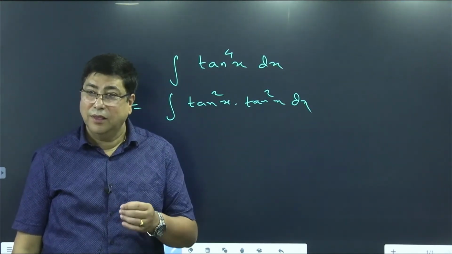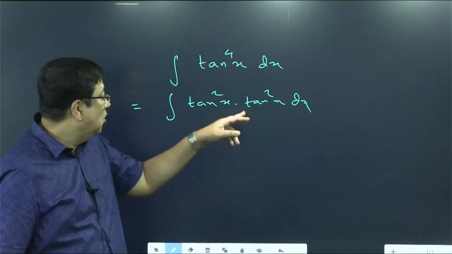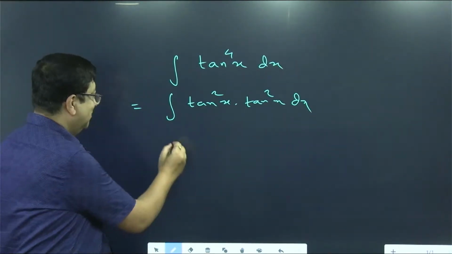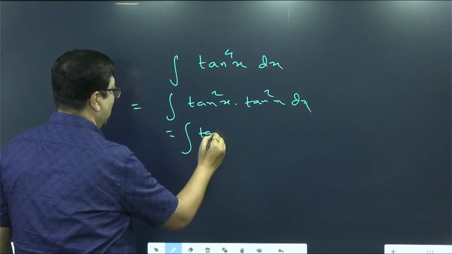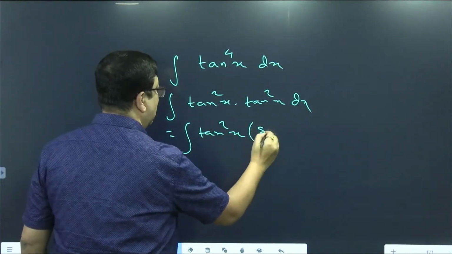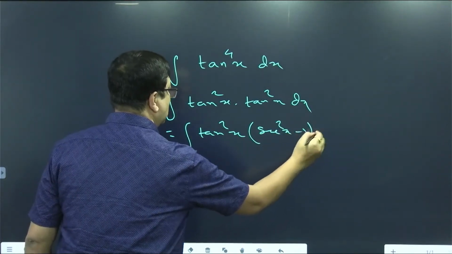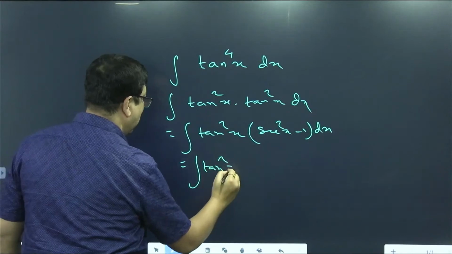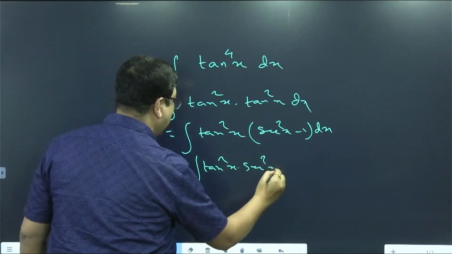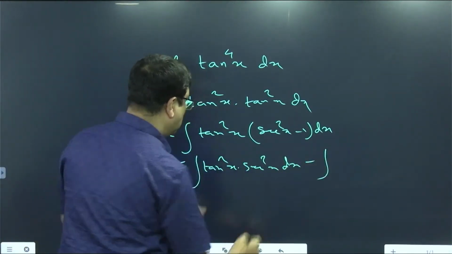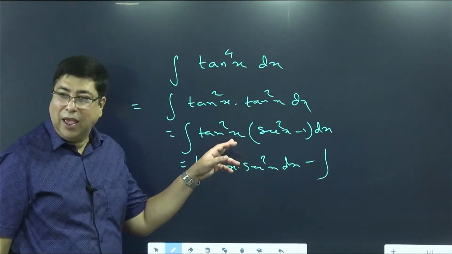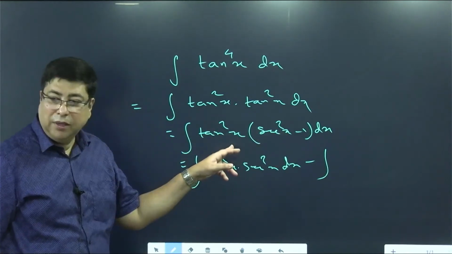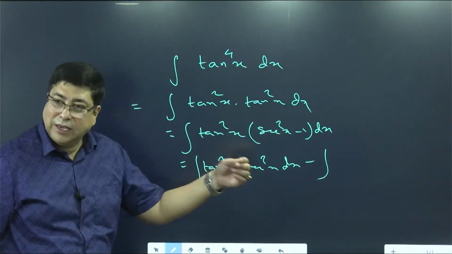The derivative of tan x is sec square x. So present here, sec square x minus 1. Do this: tan square x into sec square x minus 1 dx. So we can write this as tan square x into sec square x dx minus, once again, tan square x. I can apply directly. Once again tan square x is coming, so what will you do? Once again sec square x minus 1.